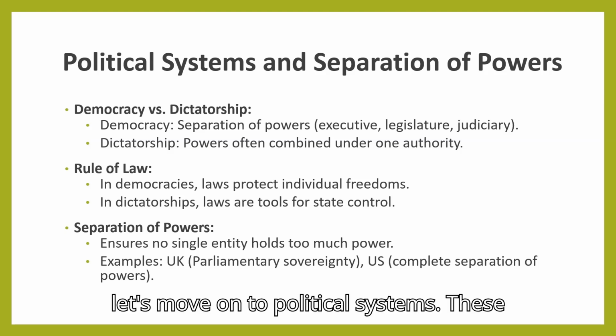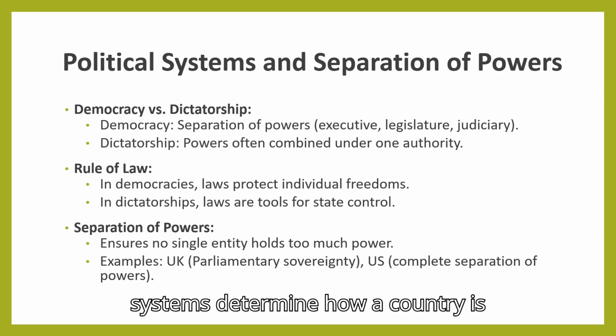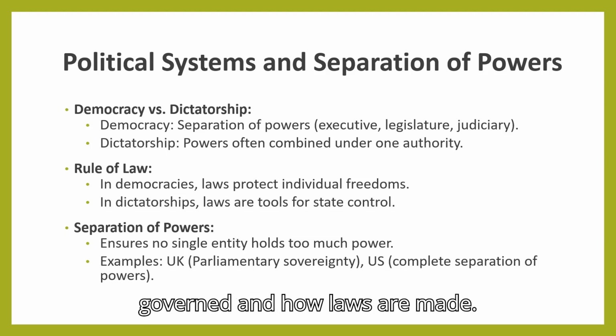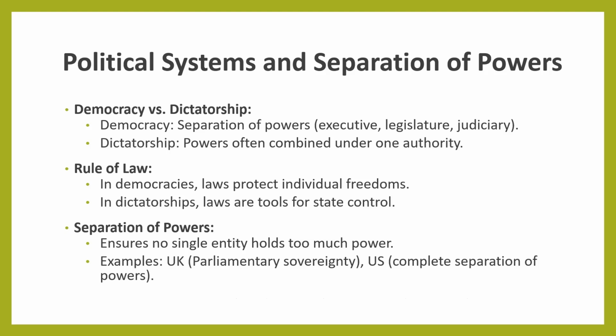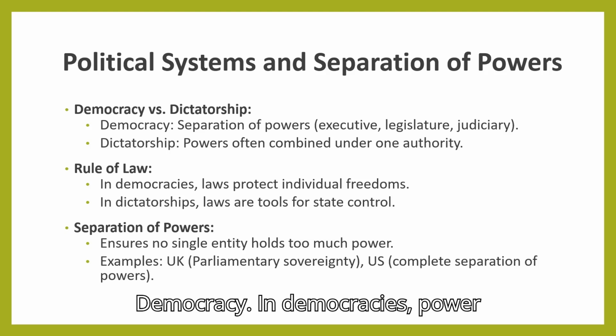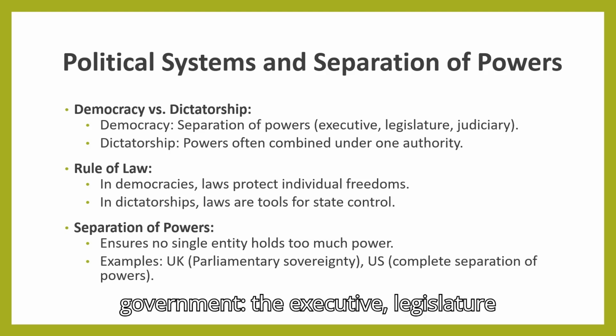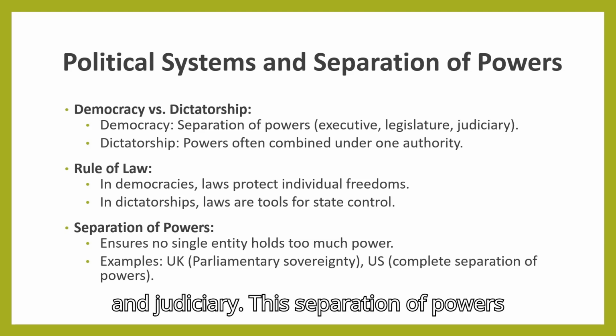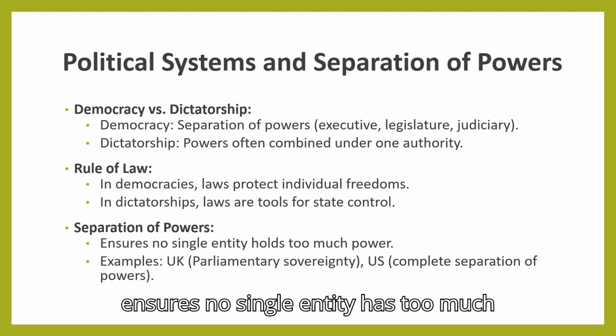Now let's move on to political systems. These systems determine how a country is governed and how laws are made. There are two main types. Democracy. In democracies, power is divided among different branches of government: the executive, legislature, and judiciary. This separation of powers ensures no single entity has too much control.